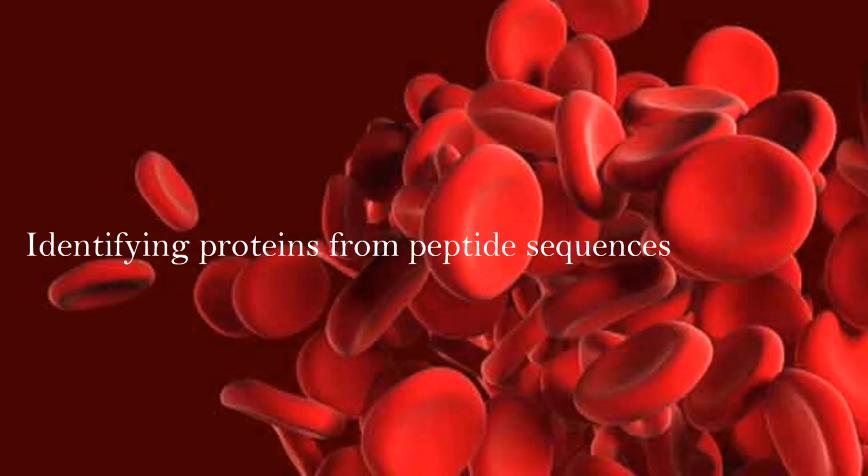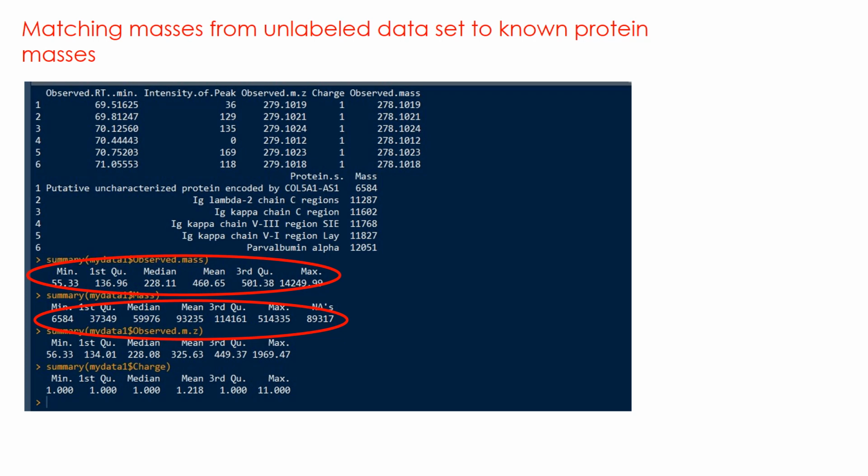Next, another task that we were given was to identify proteins from different peptide sequences. There was a sheet that was given to us that had unlabeled data, and then there was a sheet where we had known protein names and their masses. We first calculated the masses of this unlabeled data using the m/z formula. What we learned was that the masses in these two data sets were drastically different from one another in terms of range.